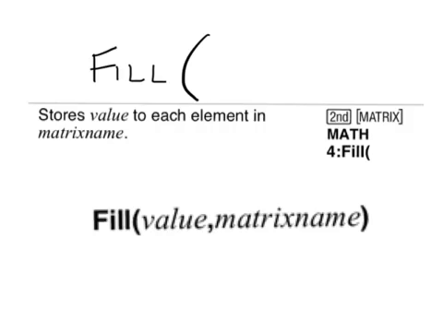The fill command stores a value to each element in the matrix name. In some cases, when you're using this, you may have to have the same number in every cell in the entire matrix. So instead of going through and typing them all in one at a time, especially if you have a 7 by 7 matrix, you can give it a command and it'll fill it in for you.